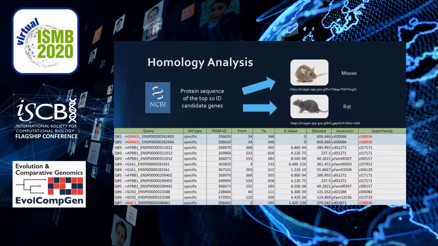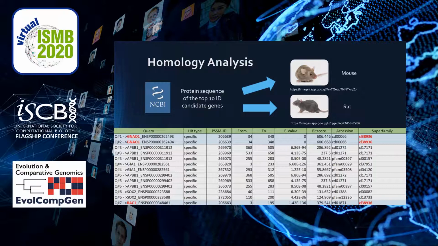With our list of genes, we also performed a homology analysis, and all 10 genes were conserved in both mouse and rats. But what's more interesting is that when we classify these genes by superfamilies, we realize that GNAO1 and RAC1 belong to the same superfamily, CL3A936, as seen by the BLAST-P results in this chart.